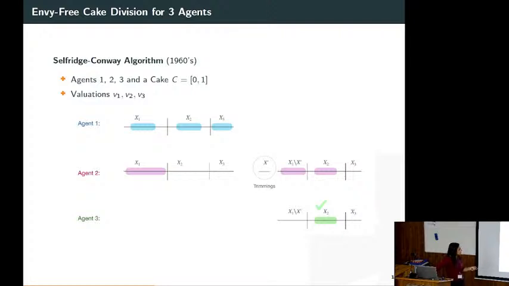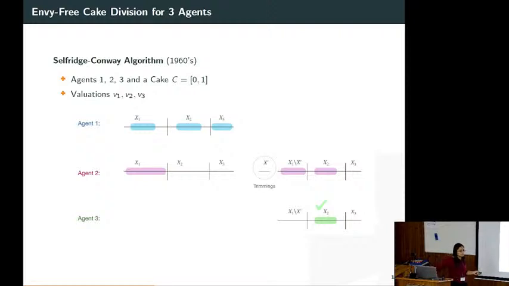Now what happens is, let's ignore the trimming for now and look at this part. Agent 3 is now asked to choose any of these parts, right? Let's say he chooses x2, right? Can you complete it into an envy-free allocation of only this part without the trimmings? Can we do that? I have a question.